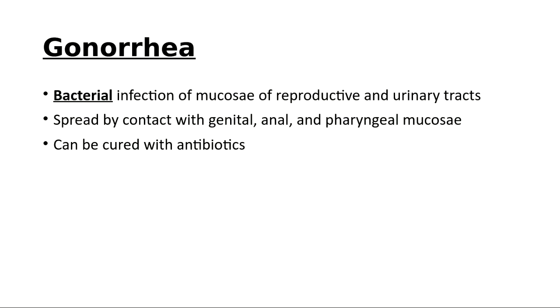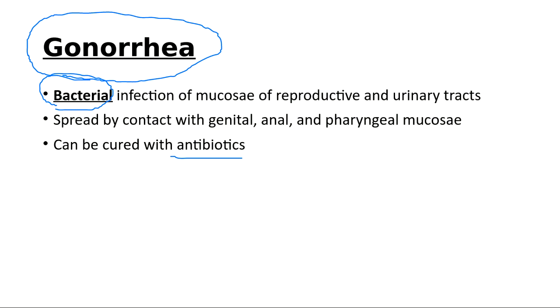Okay, the first we're going to talk about is gonorrhea. It is a bacterial infection, and bacterial is very important because bacteria can be cured with antibiotics, even though there can be resistant strains. You may have to use different antibiotics. Gonorrhea infects mucous membranes, the reproductive system, and urinary tract. Any infected mucous membrane can become a source of infection for the other person. Genital, anal, and pharyngeal mucosa, as in throat, mouth, can all be sources of infection.